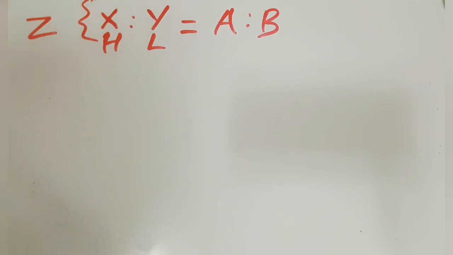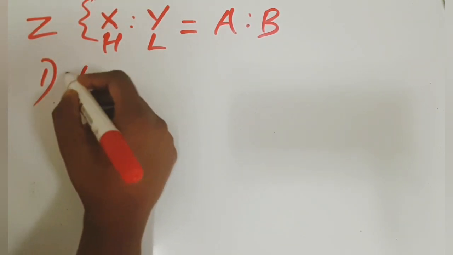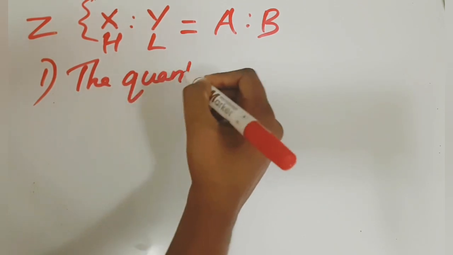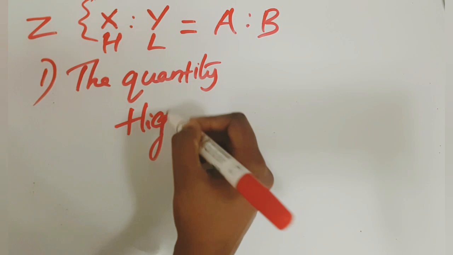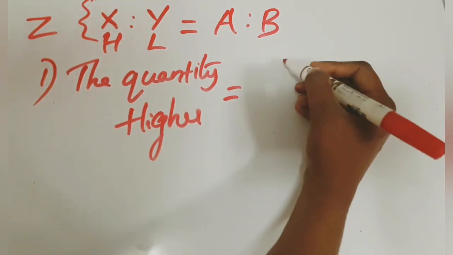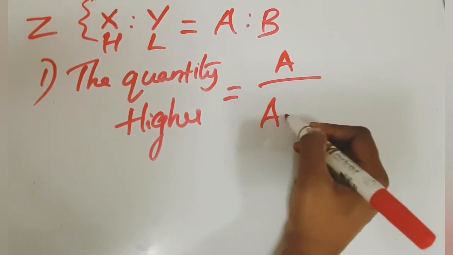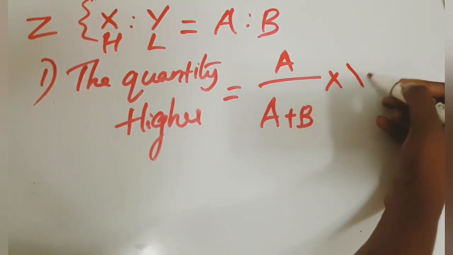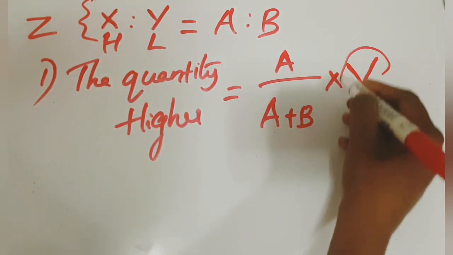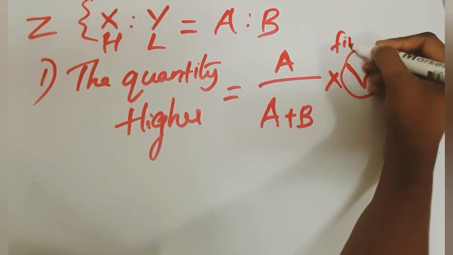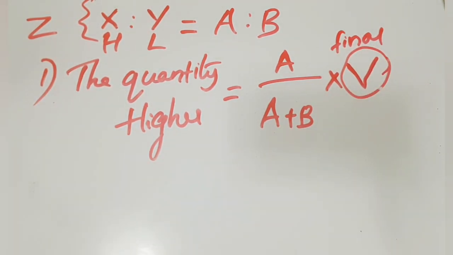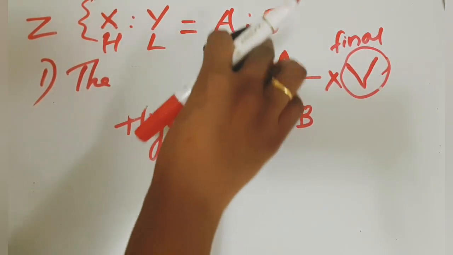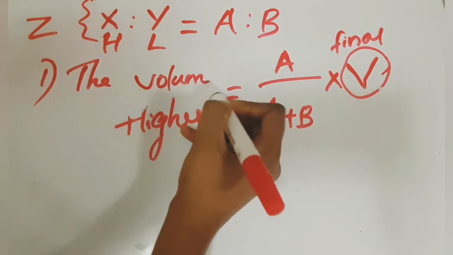So for that, the first formula: the quantity of higher concentration is equal to A divided by A plus B into V, and this V is the final solution, or you can also write it as W, that can be either volume or weight. In this case I am taking the case of solutions, so instead of quantity we can write it as the volume.